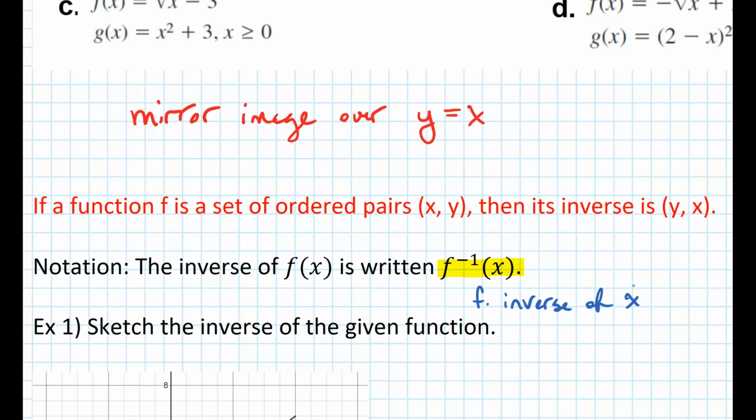Okay. And again, you don't want to confuse it with, say, 3 to the -1, right? They're not the same. 3 to the -1 is equal to 1/3. It's not the same thing. This is an inverse of x. So they're not the same.